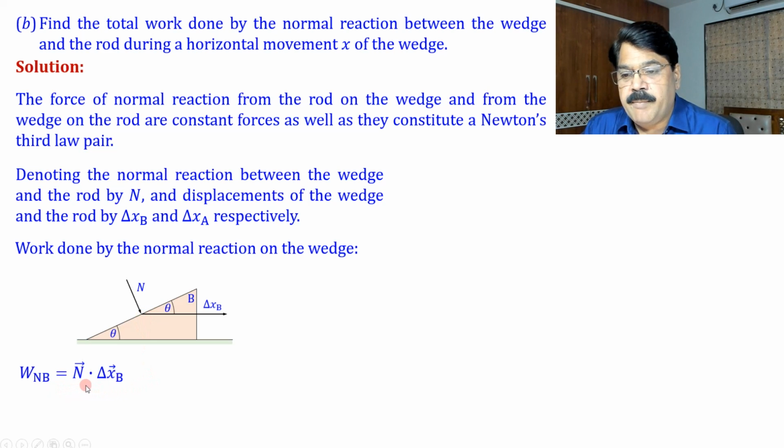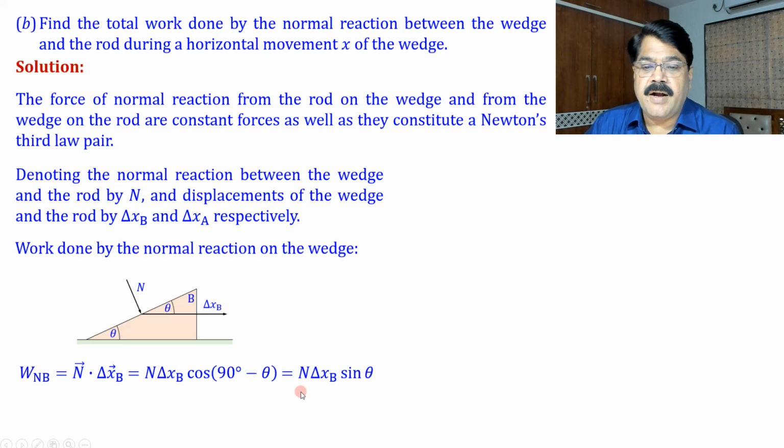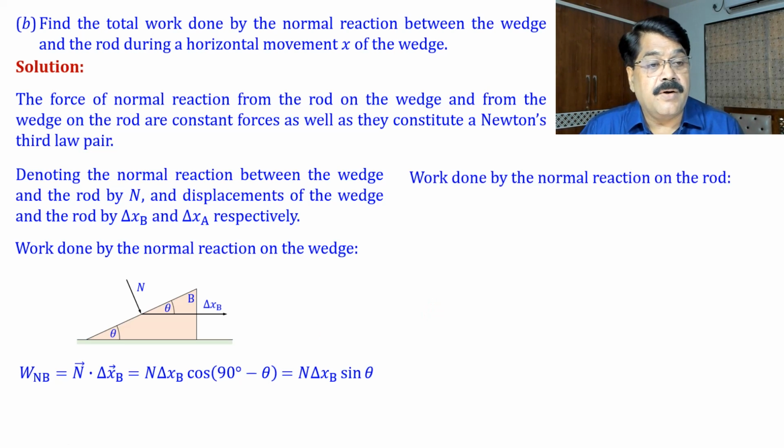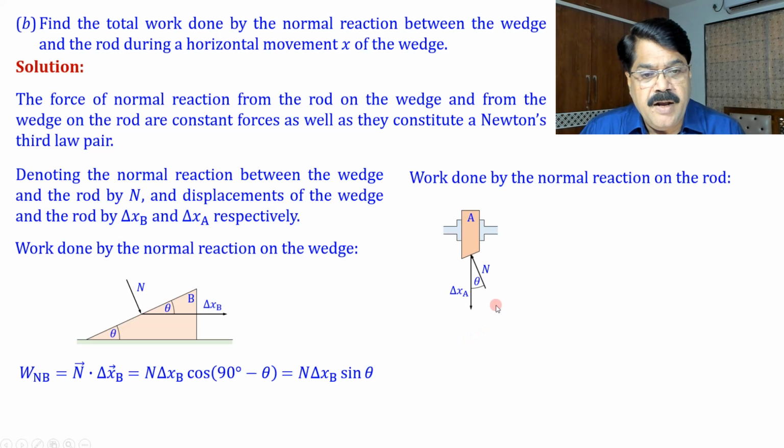So W_nb is equal to n dot delta xb, so n delta xb cos(90 minus theta). So this will be n delta xb sin theta. Similarly, we can find the work done by the normal reaction on the rod. We draw the free body diagram and only show the normal reaction, and that is delta xa. The angle between n and delta xa, for this we extend n, so this is the angle. What will it be? 180 minus theta.